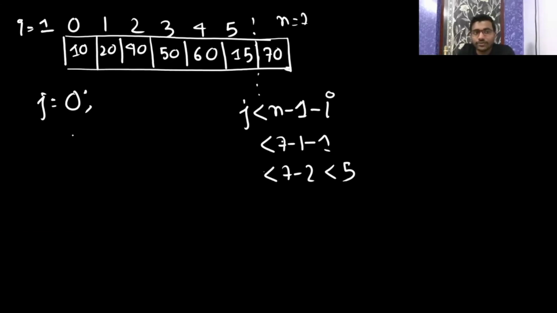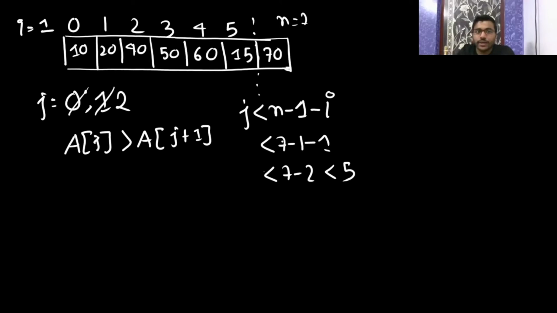Now j is your 0. You will compare a of j, whether it is greater than a of j plus 1. So is 10 greater than 20? No. Again increment. Is 20 greater? No. Increment. Is 40 greater? No. Again increment. Is 50 greater? No. Then 3, then 4. Is 60 greater?